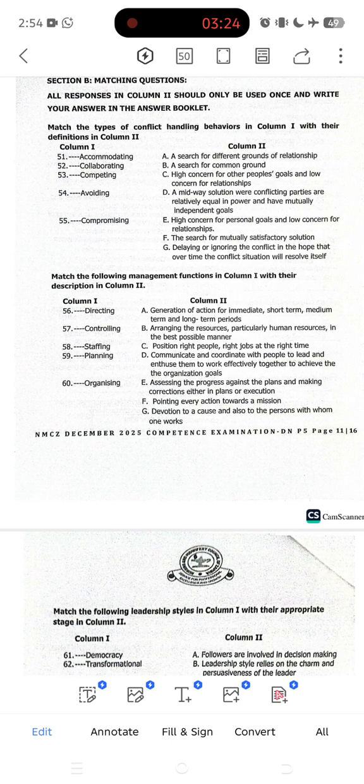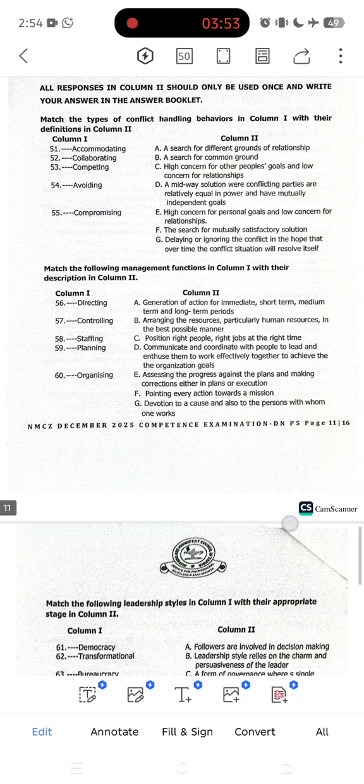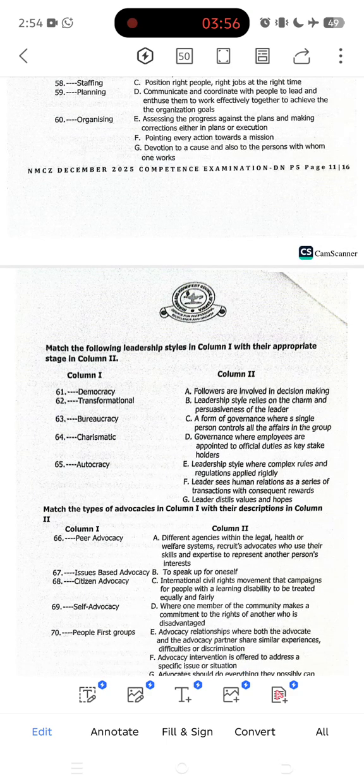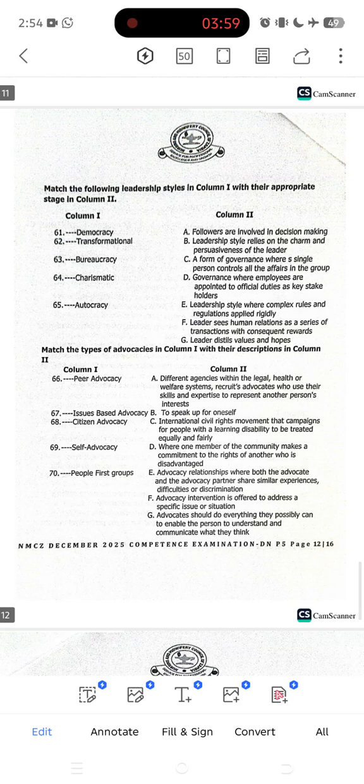Won't read everything, but I've shown you what you need to do. So on this one, you say 56, directing. The answer is D, which is communicate and coordinate with people to lead and enthuse them to work effectively together to achieve the organizational goals. 57 is E, which is controlling. 58 is C. 59 is A. 60 is B. We go to the next one, which is saying match the following leadership styles in column 1 with their appropriate stage in column 2.